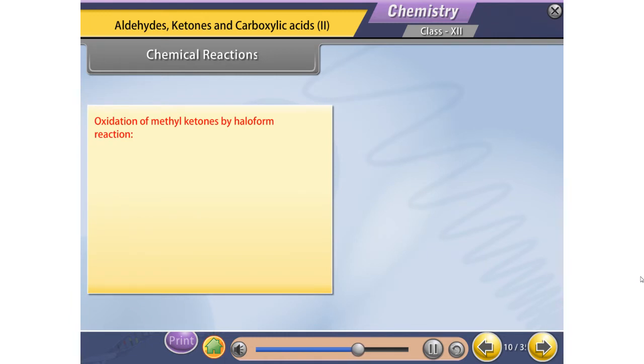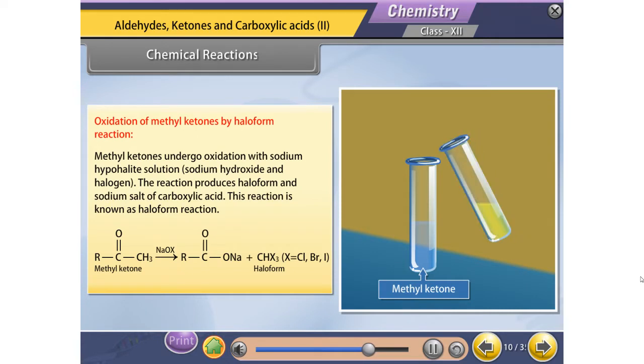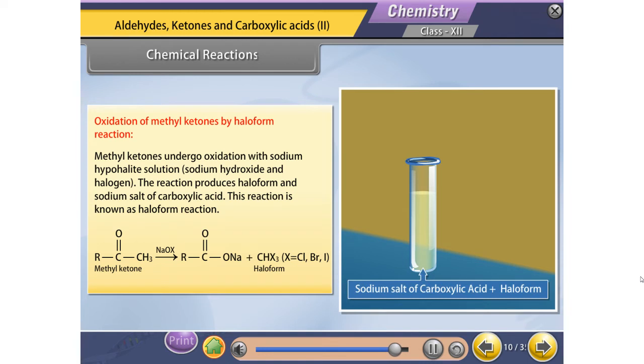Oxidation of methyl ketones by haloform reaction. Methyl ketones undergo oxidation with sodium hypohalite solution, that is sodium hydroxide and halogen. The reaction produces haloform and the sodium salt of a carboxylic acid. This reaction is known as the haloform reaction.